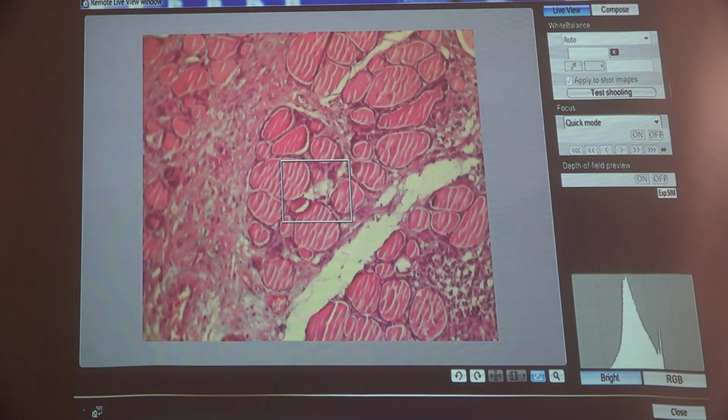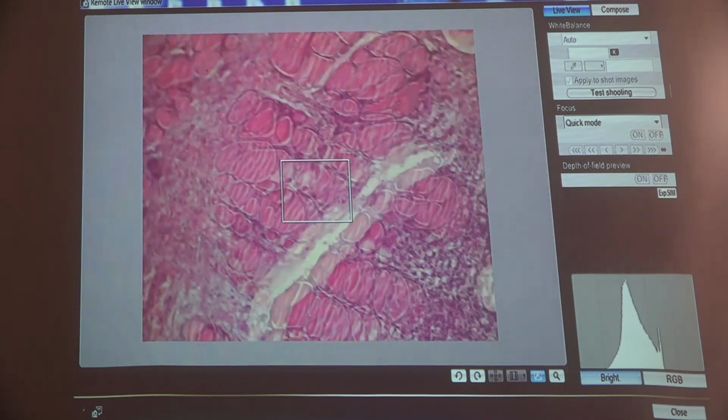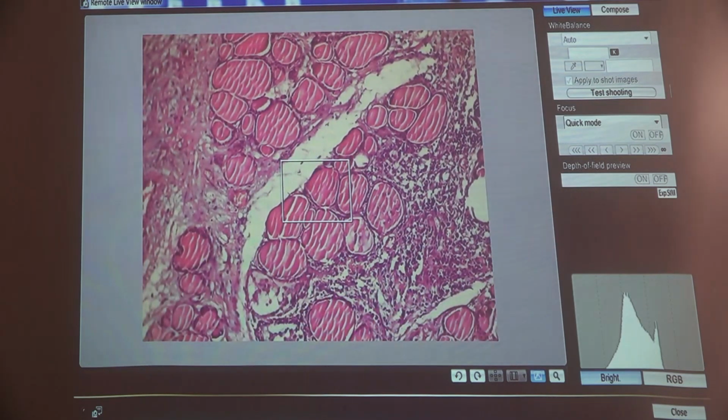This is a chronic inflammatory cells infiltration. These are chronic inflammatory cells infiltration. This is the colloid material, this is thyroid follicles, and this is abundant fibrosis. This is a chronic thyroiditis. It is called also Riedel thyroiditis.